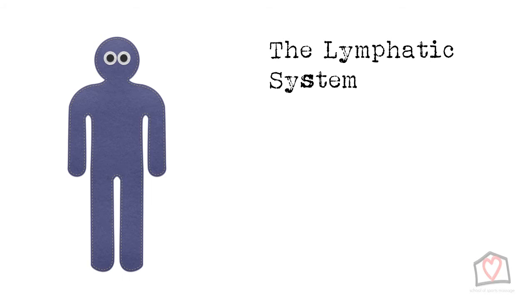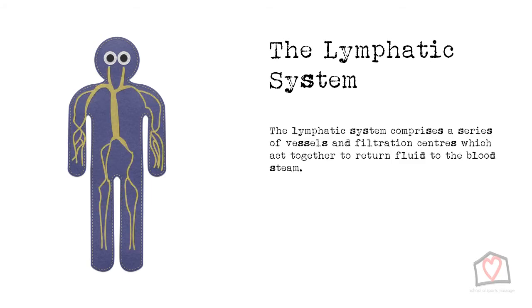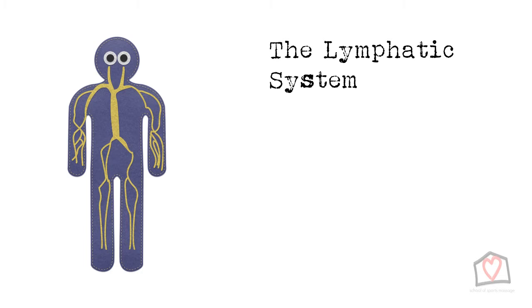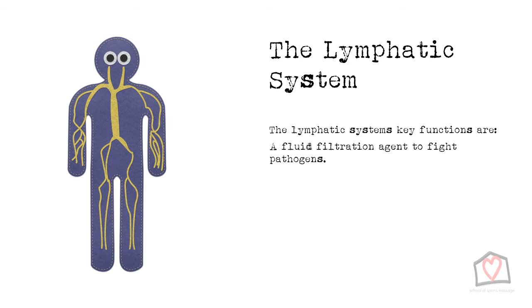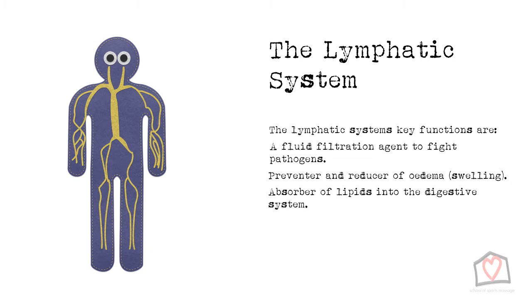The lymphatic system comprises a series of vessels and filtration centres, or nodes, which act together to return fluid to the bloodstream free of toxins and infection and rich in nutrients. The lymphatic system's key functions are a fluid filtration agent to fight pathogens or infections, a preventer and reducer of edema, otherwise known as swelling, absorber of lipids into the digestive system, and it is a primary agent in vascular homeostasis.